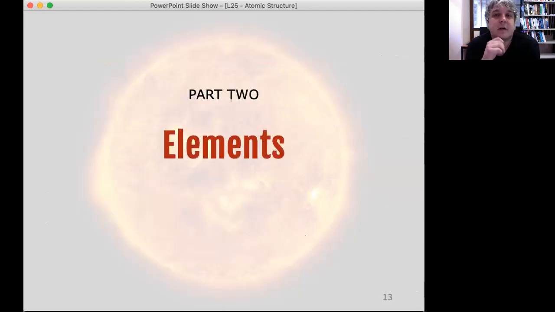So that's the basic idea of the structure of an atom. We have a nucleus with protons and neutrons, and we have electrons orbiting it. The electrons orbit it because they are attracted to the nucleus, electrons being negative, protons in the nucleus being positive.